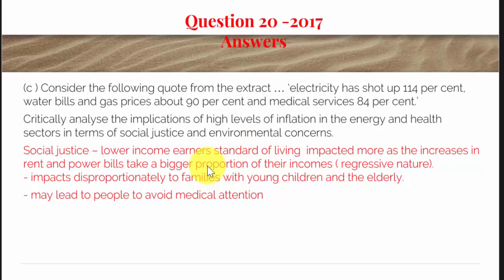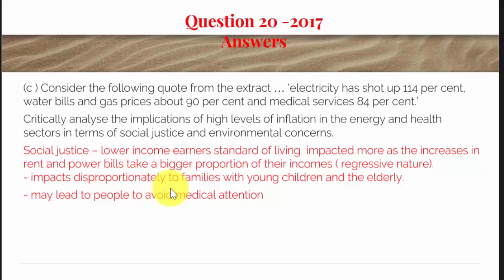So in terms of social justice, the lower income earners' standard of living is impacted more. And as I said before, they take a bigger proportion of their incomes, and they are regressive in nature. So regressive means it hurts the lower income people more than it does the high income people.